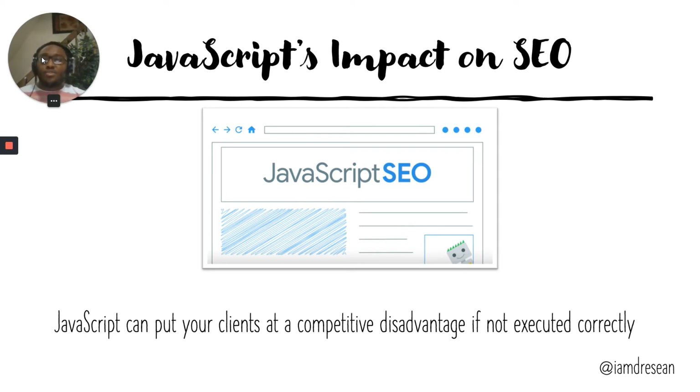So what does that mean? JavaScript can put your competitors, your clients at a competitive disadvantage. If you work on a news site, for example, where information always needs to be updated, and you're using the wrong type of JavaScript, then that information might be slow to update. If your competitors are able to update their information on their website faster than you, then you are fundamentally at a disadvantage. We need to learn how to diagnose these issues so that we don't have this problem.